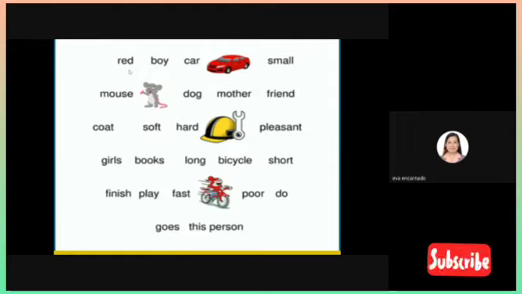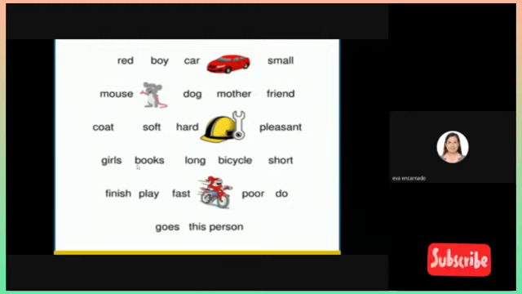So red, if you write red in your notebook, that's correct. Red is an adjective. Boy is a noun. So car is a noun. Small is an adjective. Mouse is a noun. Dog, mother, friend, coat, those are nouns. Soft, hard, pleasant, those are adjectives.